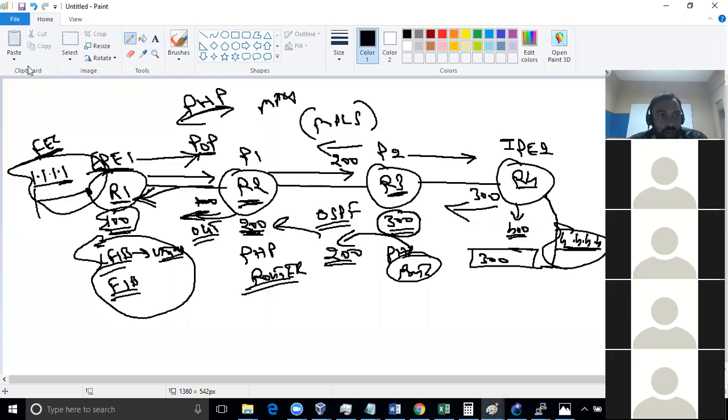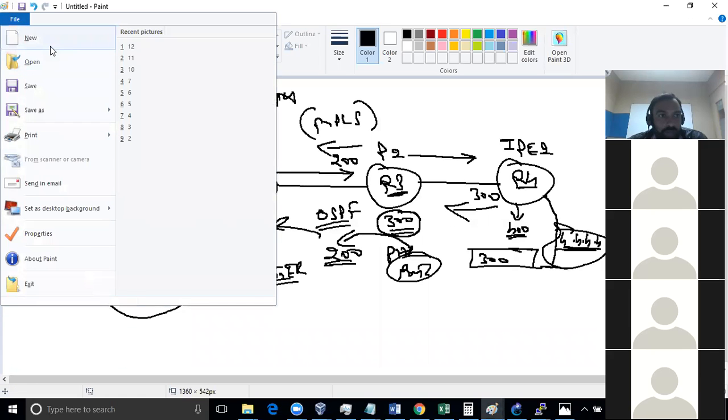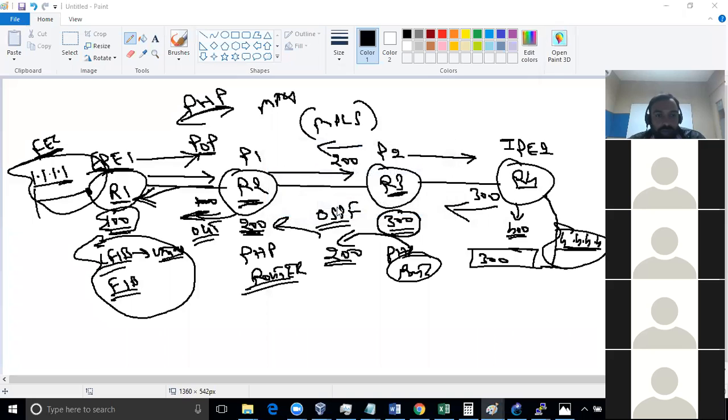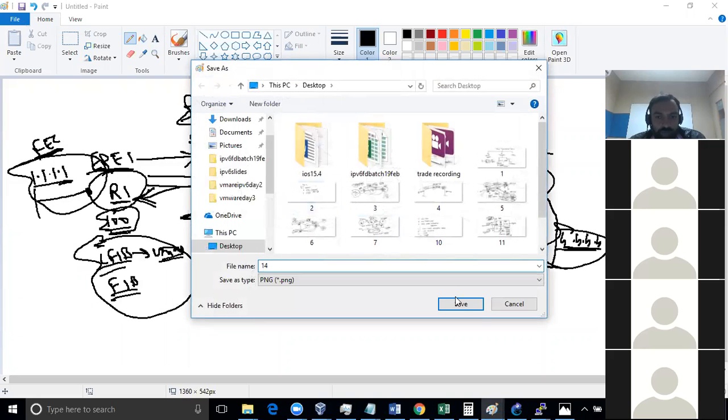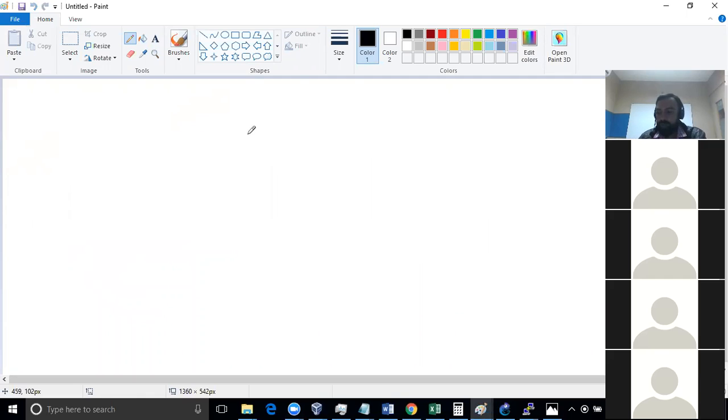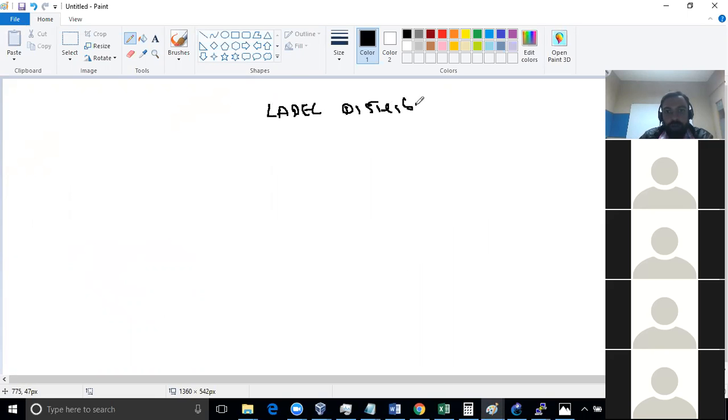So next is to look at the different types of label distribution protocol. So in the list of label distribution protocols, the first one is Tag Distribution Protocol.